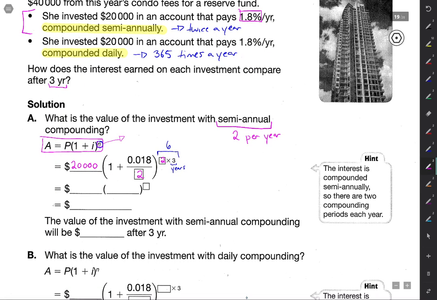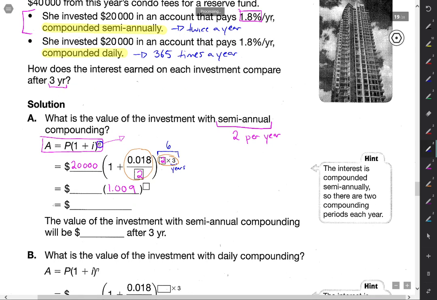So now let's continue with this. We're going to solve everything in the brackets first. So we're going to follow BEDMAS. So 1 plus 0.018 divided by 2. Remember, start with that 0.018 divided by 2. Plug that in your calculator, and then you're going to add that to 1. So 0.018 divided by 2 is 0.009, and then we're going to add 1 to it. So we're going to have 1.009. And then let's multiply these two numbers in the powers while we're at it.